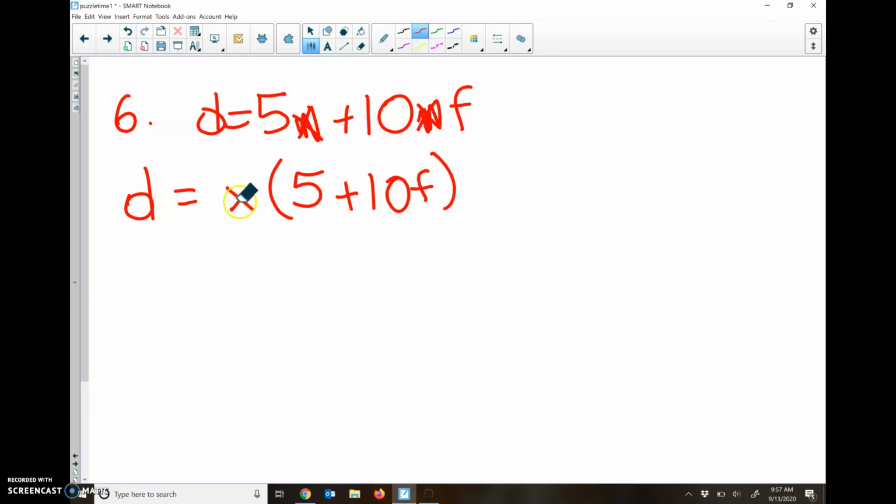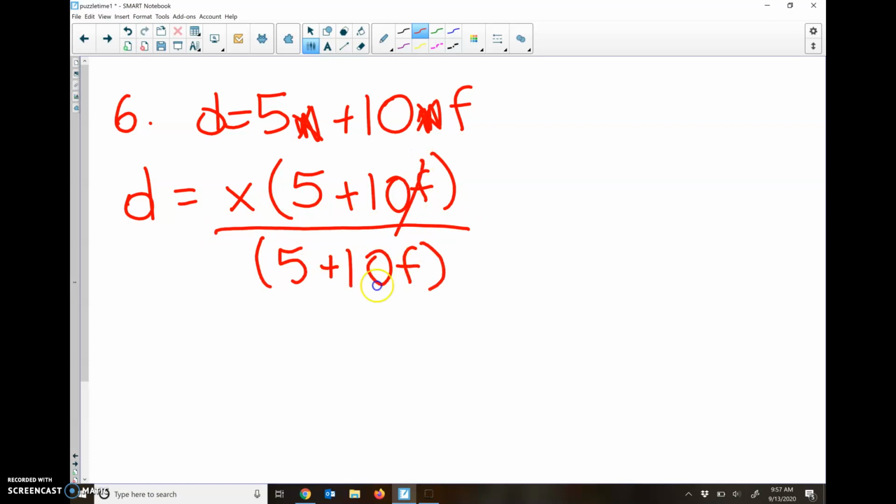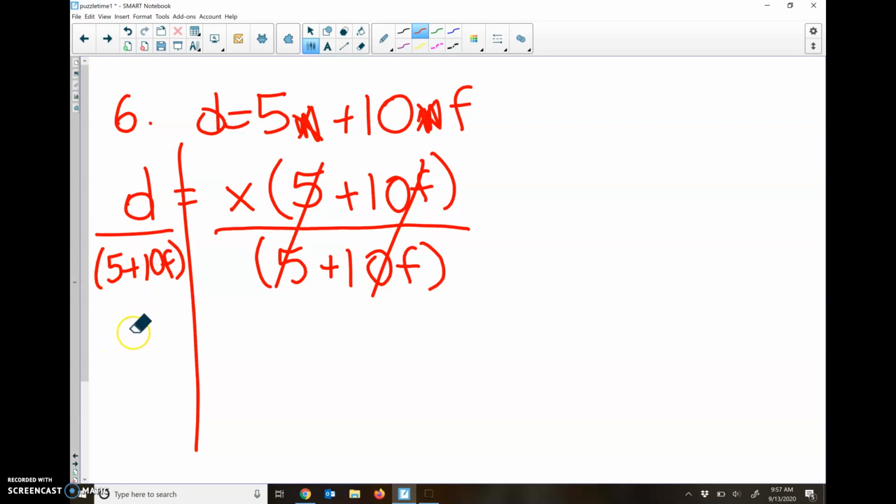And now remember, this says x times whatever's in that parentheses. So I'm going to divide by what's in the parentheses. That cancels, so I do it to the right side, and so I end up doing it to the left side as well. And there's nothing here I can simplify, so that's going to be my final answer. d over 5 plus 10f equals x.